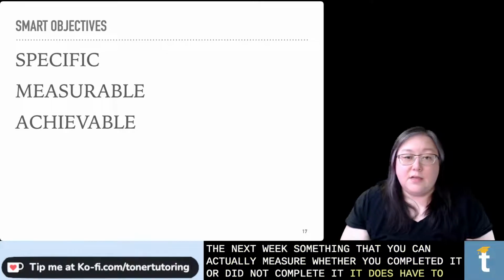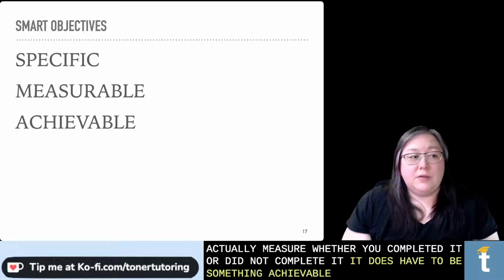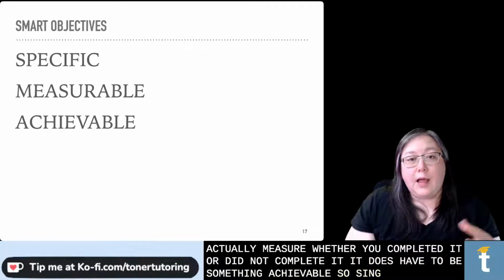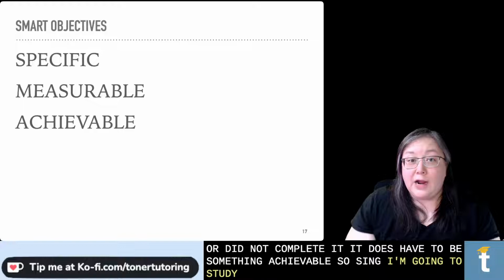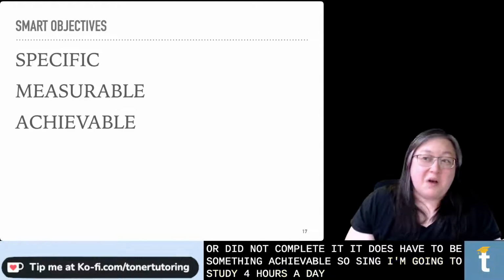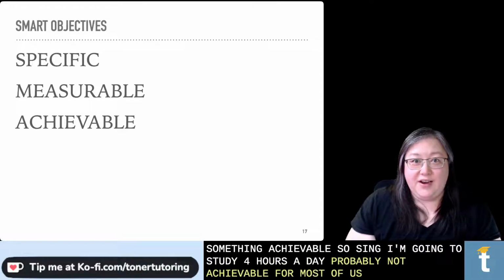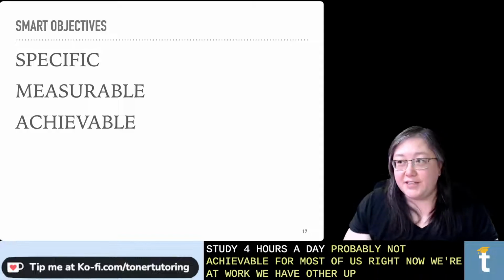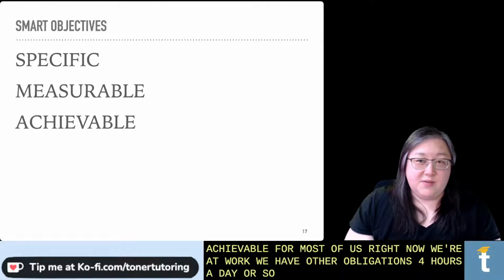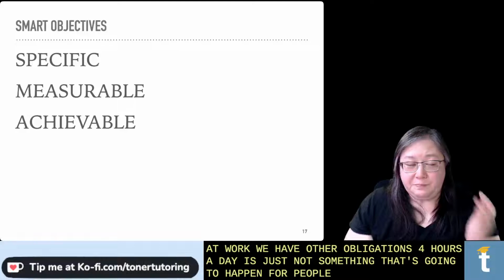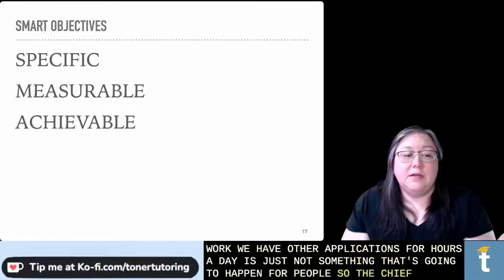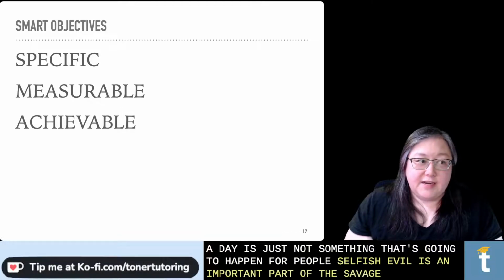It does have to be something achievable. So saying, I'm going to study 4 hours a day, probably not achievable for most of us right now. We have work, we have other obligations. 4 hours a day is just not something that's going to happen for people. So achievable is an important part of this objective setting.